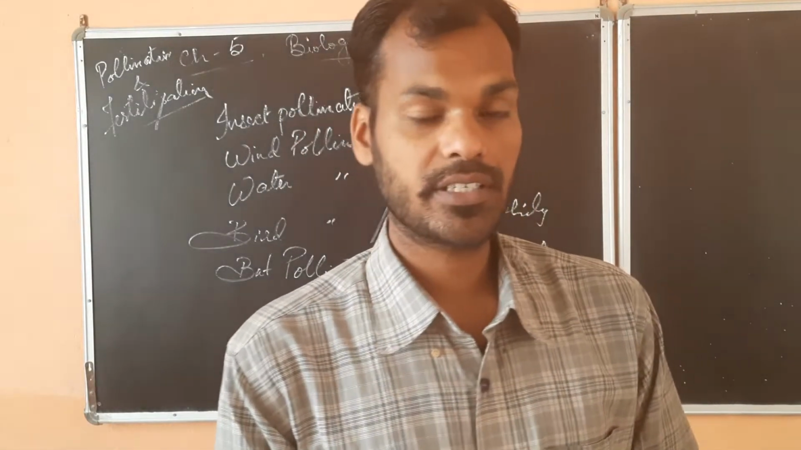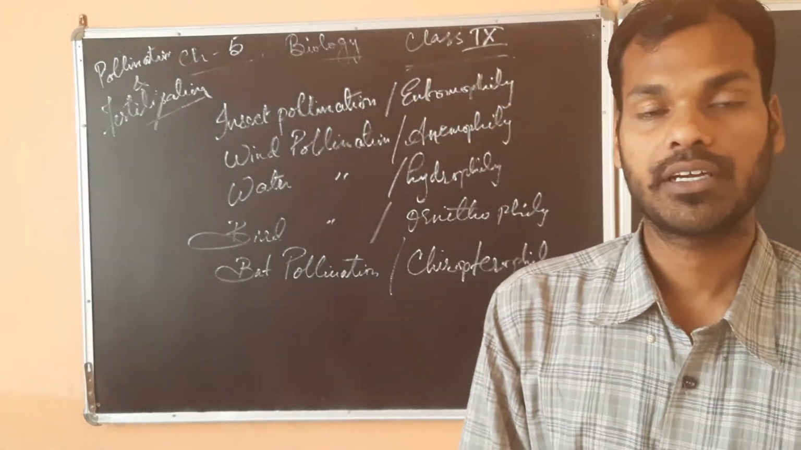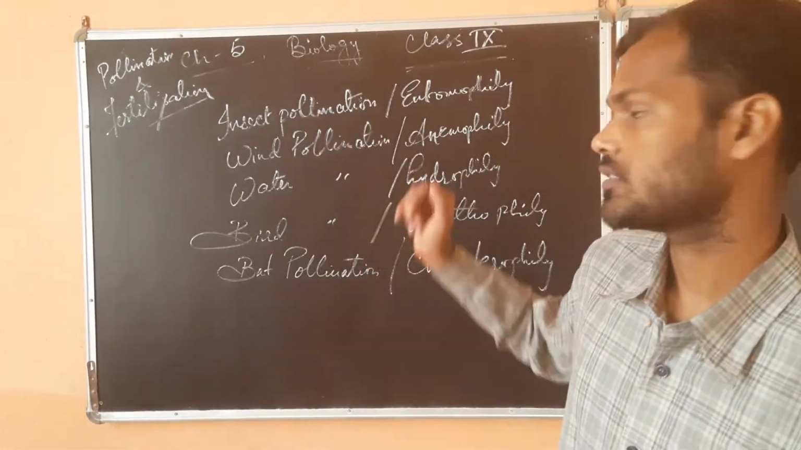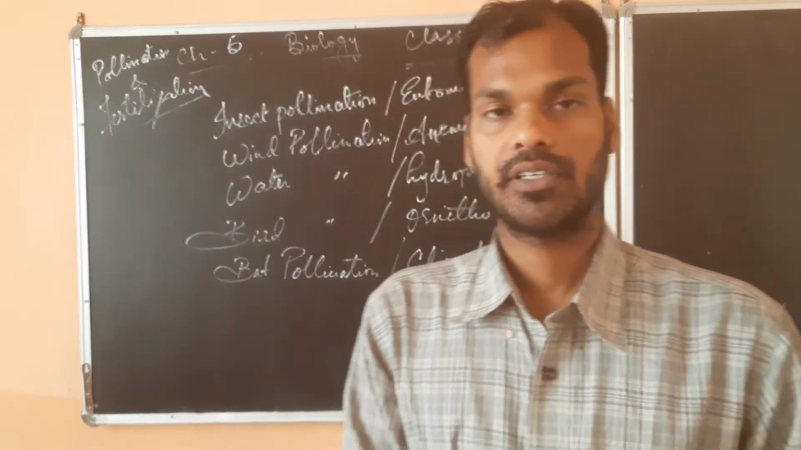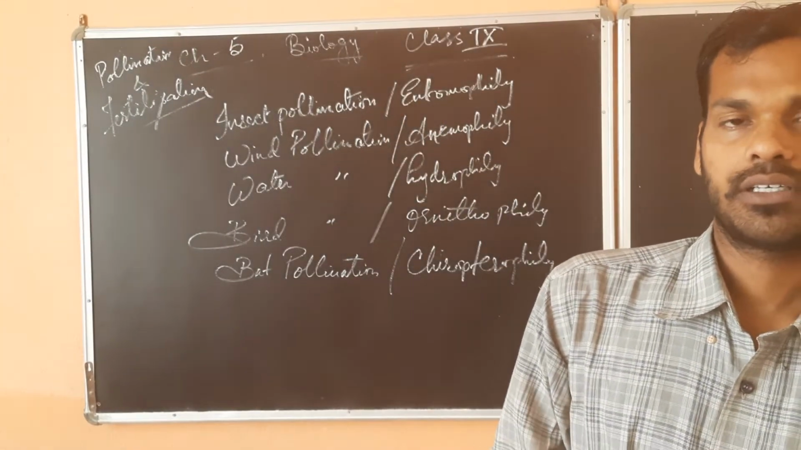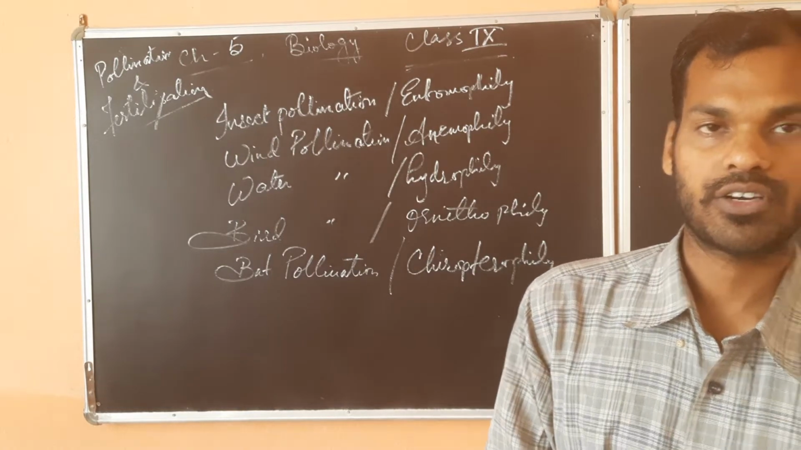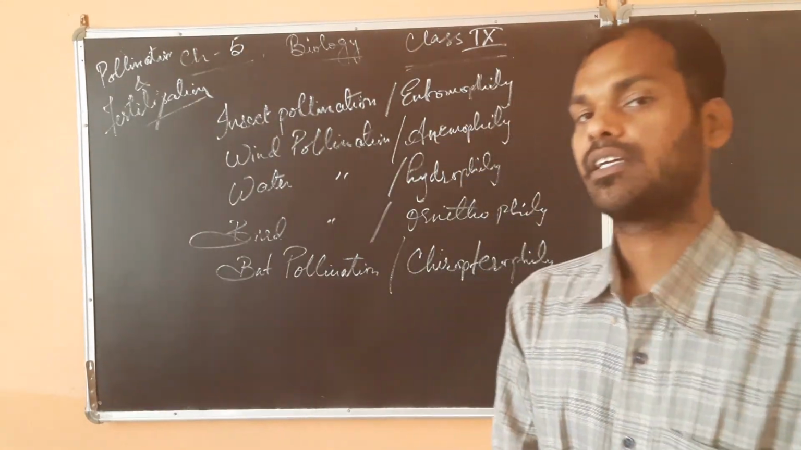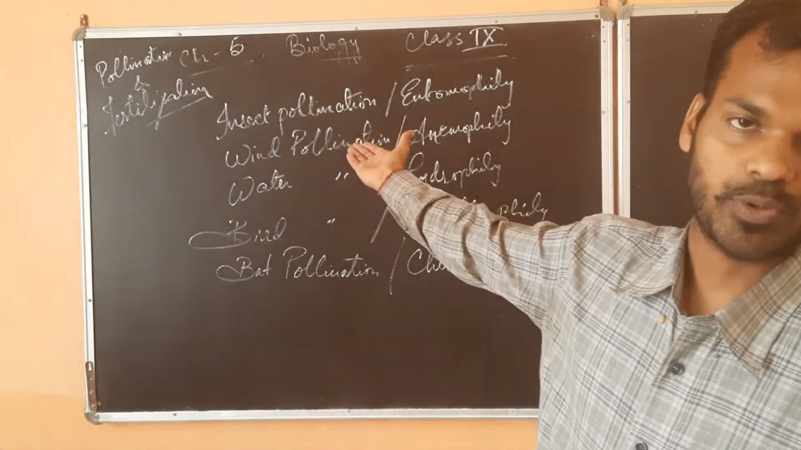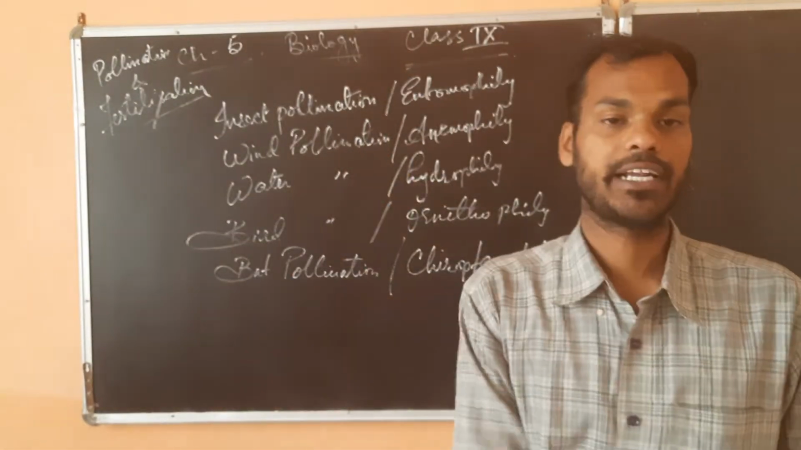Good morning, dear students. Today I am here to tell you about the types of pollination. If we talk about the types of cross pollination, it may be of different types. Insect pollination is the first one, which is also called entomophily.